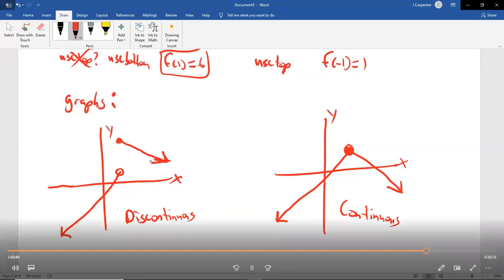I know that's a terrible habit to have. Domain and range.